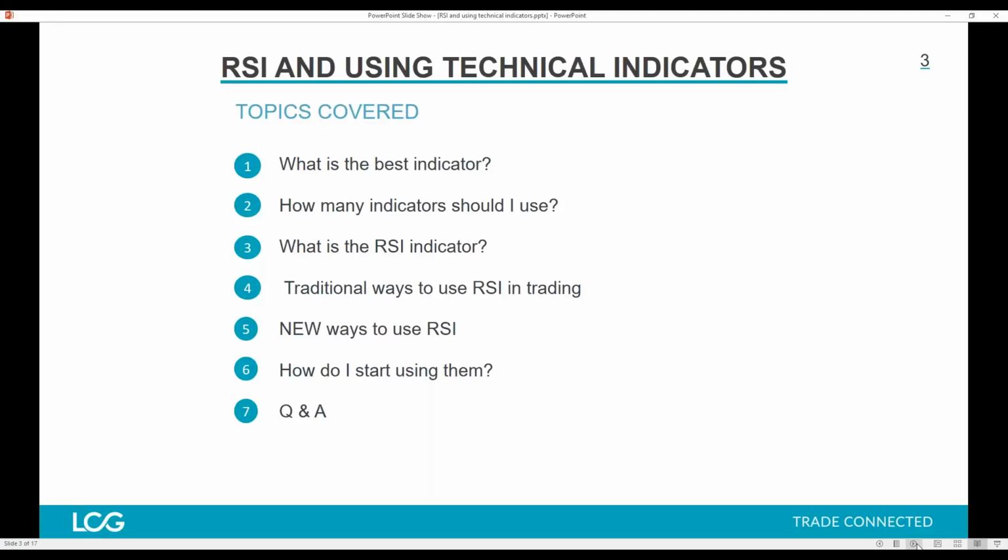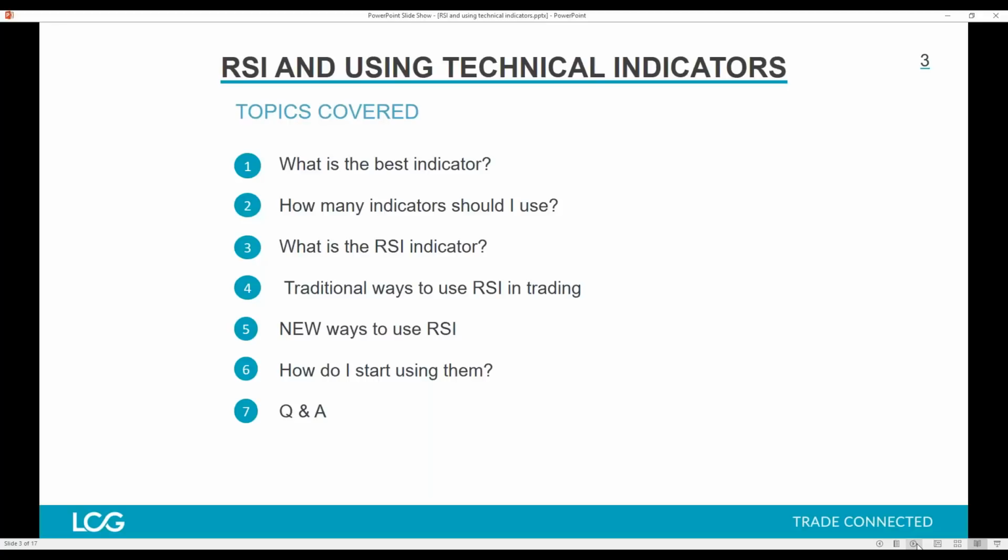What is the RSI indicator? A little explanation as to what it is. There is some maths behind it. I'm not going to heavily go into the maths. There's not much point, but I can explain what it's trying to do. And then obviously we'll talk about ways of using it. So the title of the webinar is 5 Ways of Using the RSI Indicator. So we're talking about some of the traditional ways and new ways, and then just how to start applying those, and again, any Q&A throughout or at the end.